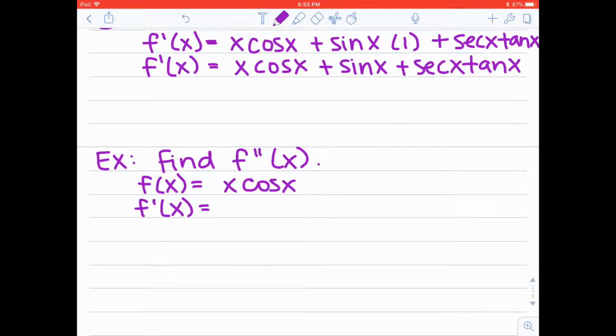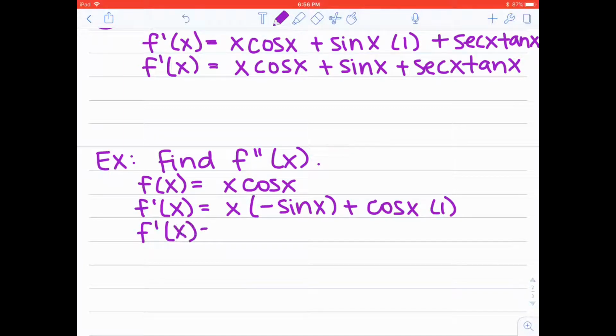So I have the first times the derivative of the second. The derivative of cos is negative sine, plus the second times the derivative of the first. So that means that if we simplify our first derivative, we have negative x sine x plus cos x.